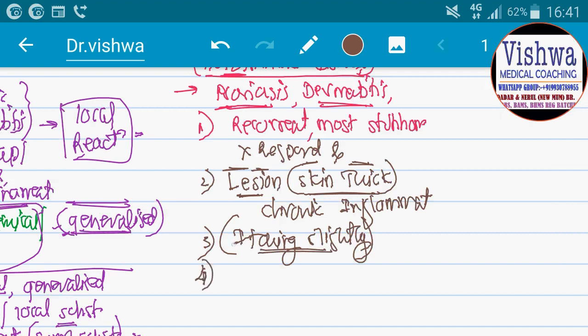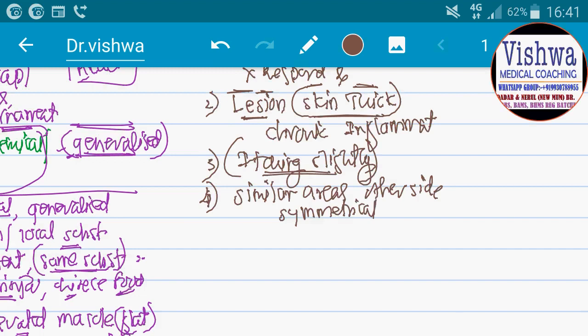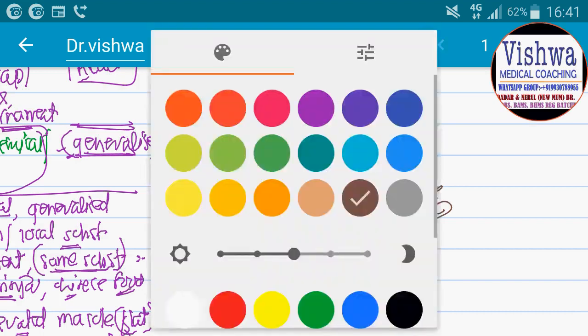Fourth important thing, it can be there in the similar areas of the other side also, commonly also called as symmetrical lesions. Let's say, for example, extensor aspect of the forearm, right and left side, both sides can be affected. Similar area. I am not saying it should be there, but it may be there.